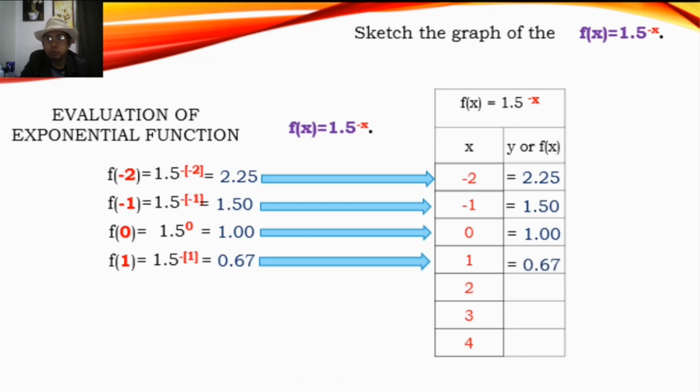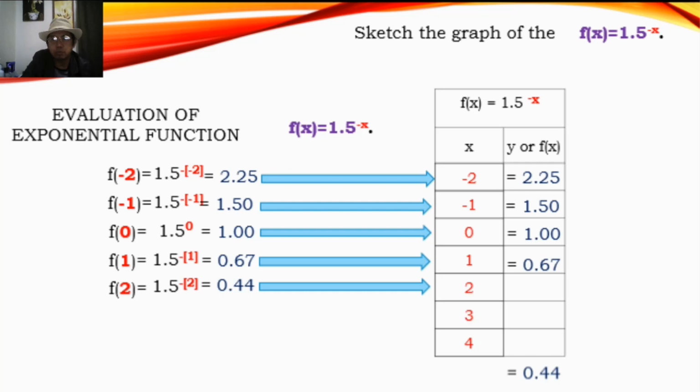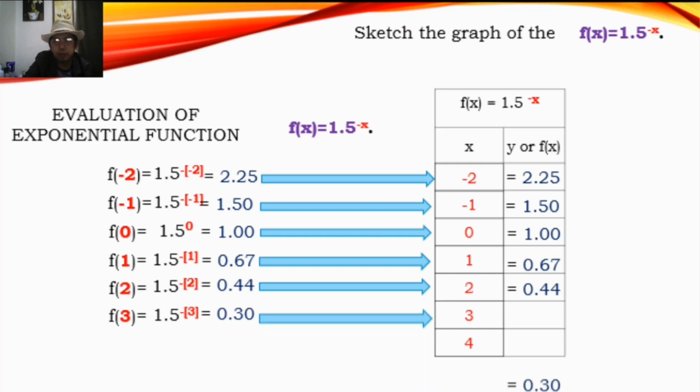My point would be 1 and 0.67. Next, if my x is 2, the result would be 0.44. So my point would be 2 and 0.44. What if that is 3? 1.5 raised to negative 3 will give you 0.30. So my point would be 3 and 0.30.